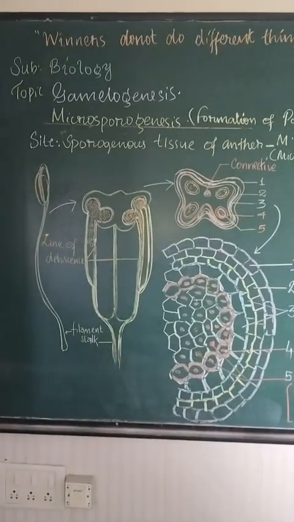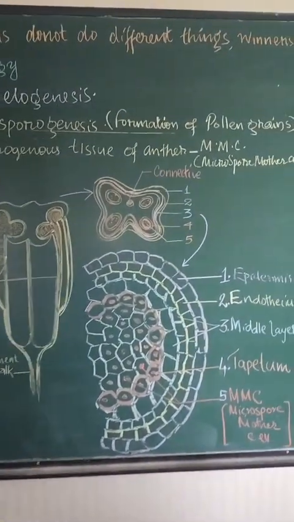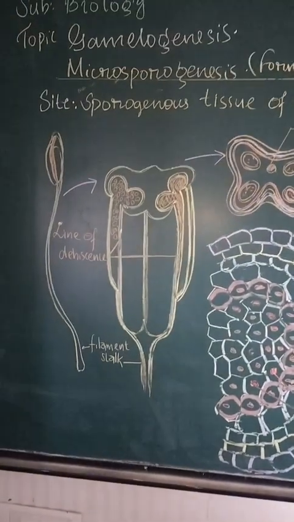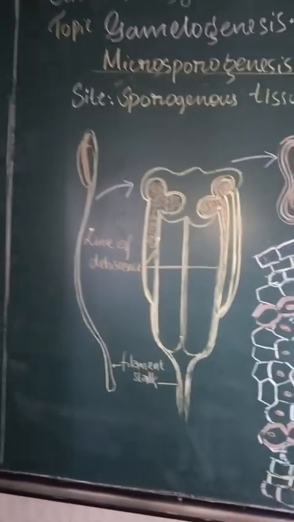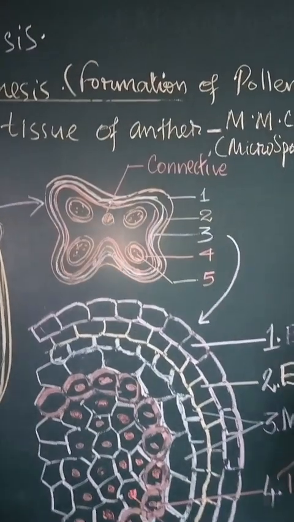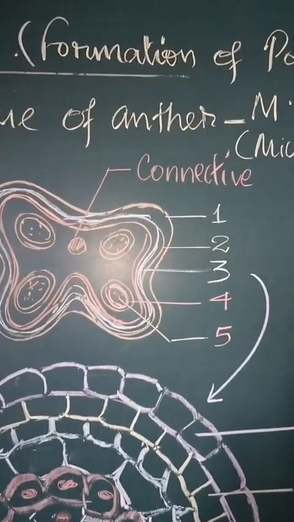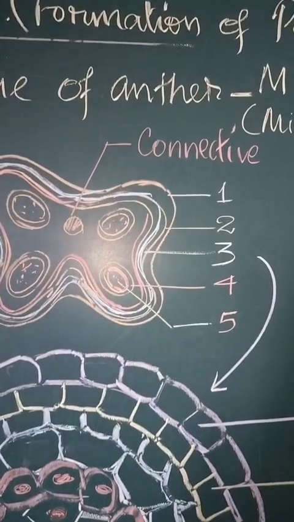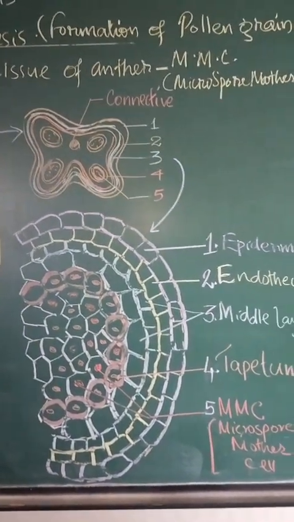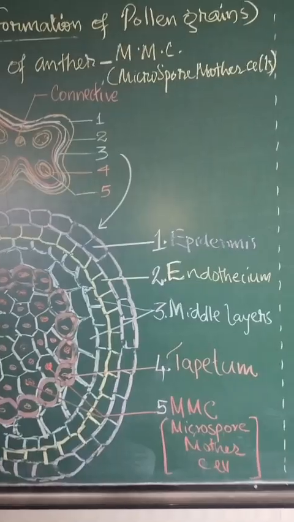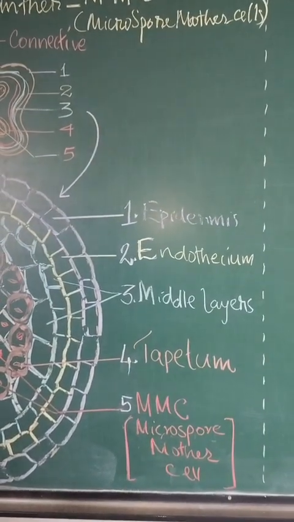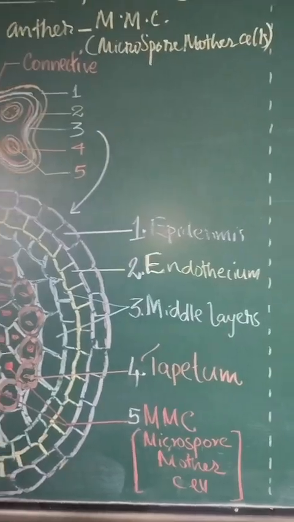The site of production is sporogenous tissue, or special cells called MMCs, microspore mother cells. You can see the schematic diagram of an anther TS showing the connective. You may get a diagram-based question for labeling 1, 2, 3, 4, 5, and the histological perspective of the various layered arrangement showing the different parts: epidermis, endothecium, middle layers, tapetum, MMC.